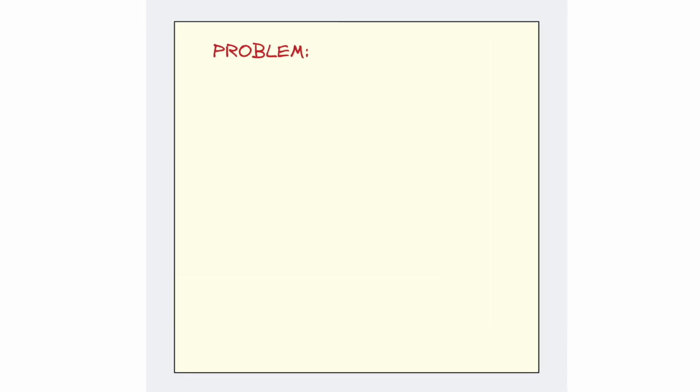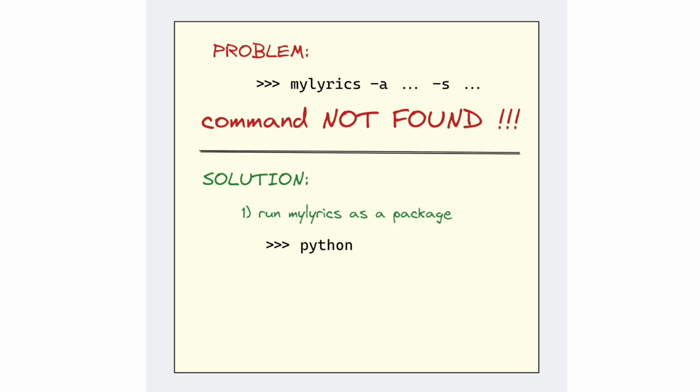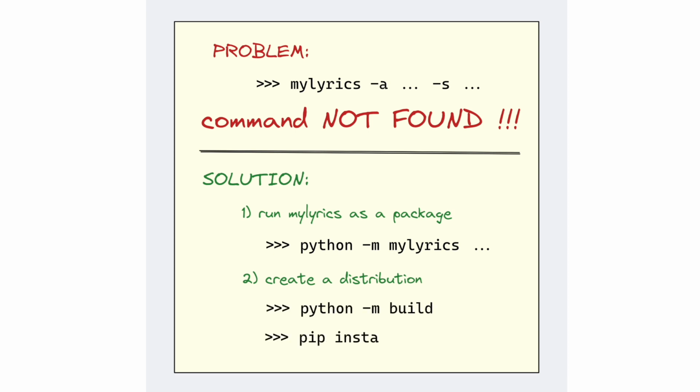At the end of the previous episode, we tried to run the MyLyrics app exactly like we've just done. However, that didn't work and we got an error message saying command not found. That's exactly what we're gonna figure out today, and we're gonna do it in a two-step solution. The first goal will be to run the code as a package, and once this is done, we will see how to build and create a distribution for our app. This way, we're finally gonna be able to install the distribution and run it at the command line.